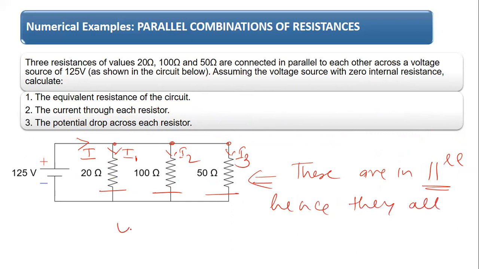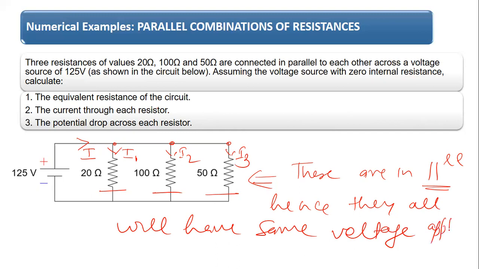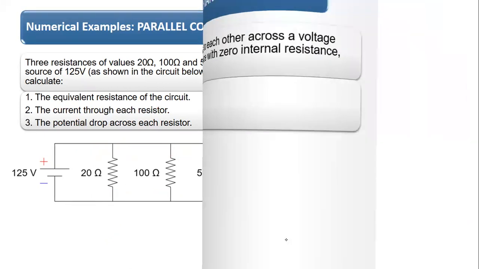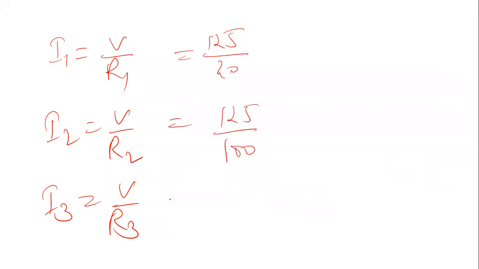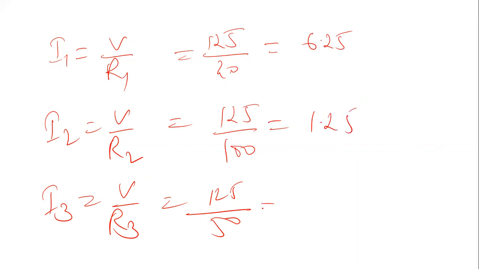they all will have the same voltage applied to each resistor. That means I1 is equal to V upon R1, I2 is equal to V upon R2, and I3 is equal to V upon R3. So it is equal to 125 divided by 20, 125 divided by 100, 125 divided by 50. And this will be your 6.25, this is your 1.25, and this is your 2.5 ampere, ampere, and ampere.